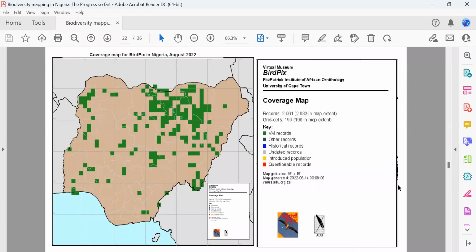This is the coverage map for BirdPix in Nigeria. This was also downloaded in August 2022, and you can see the number of records and the grid cells. The squares you are seeing are grid cells, which are similar to pentads, but these are, if I'm not mistaken, 25 by 25 kilometer grid cells, which are larger than pentad scales. And you can look at the species composition in each grid cell.